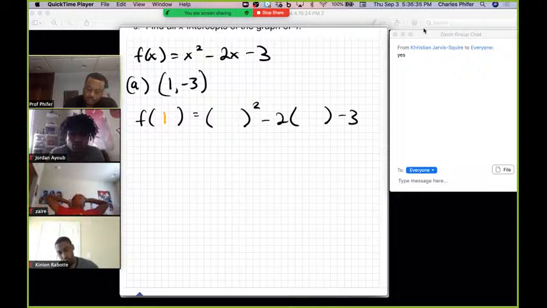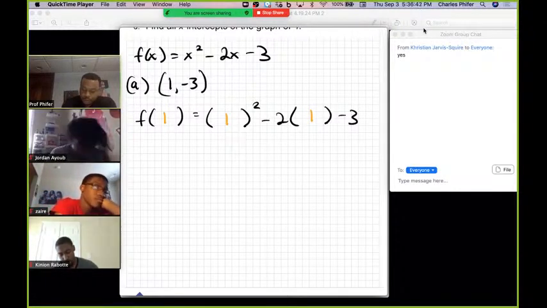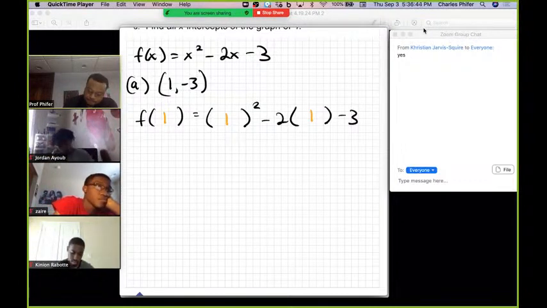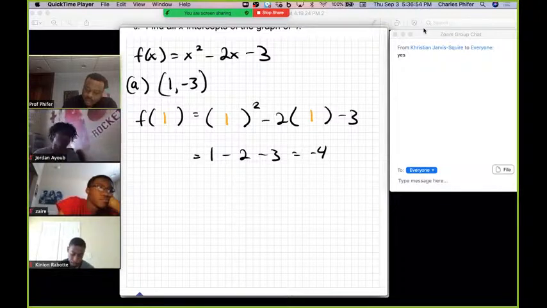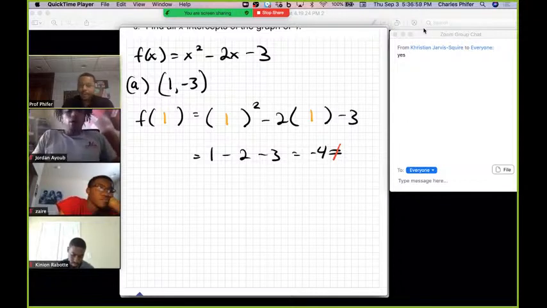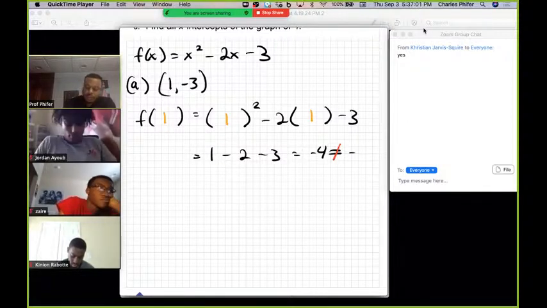Okay, so we're plugging a 1 into each of these. Okay? So then, we continue. 1 squared is 1. Minus 2 minus 3. That answer is, what, negative 4. Notice that negative 4 is not equal to negative 3. Right? So the answer will be no here.